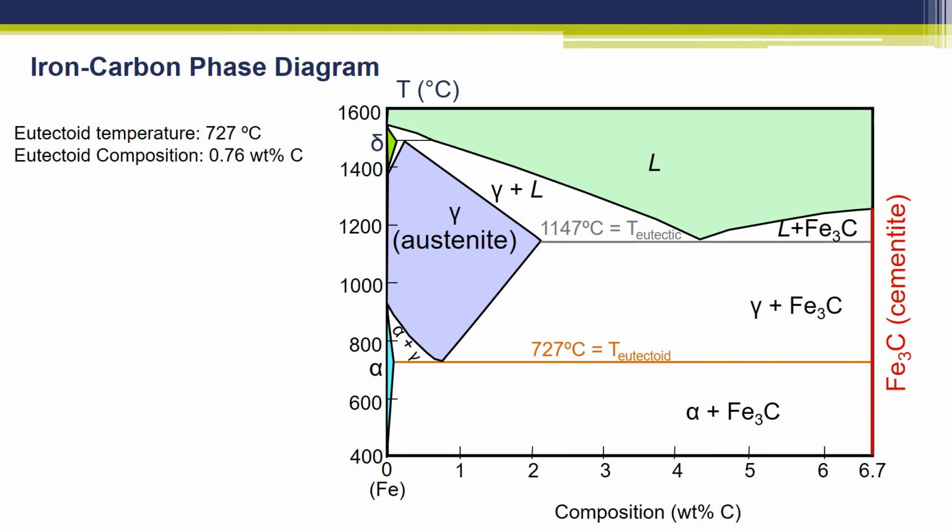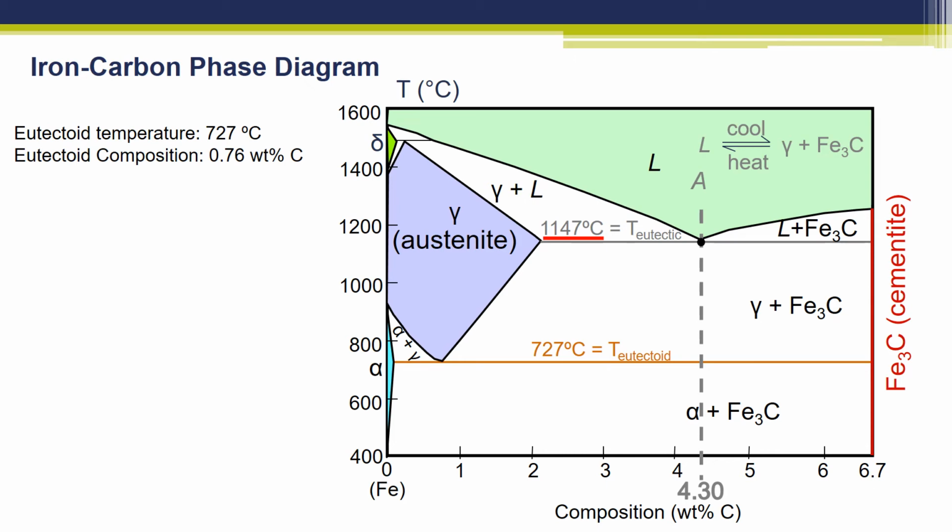In the iron-carbon phase diagram, there are several main reactions that we need to know. One of them is the eutectic reaction, which occurs at 4.3 weight% of carbon and at 1147 degrees Celsius. For this eutectic reaction, upon cooling, the liquid solidifies to form austenite and cementite phases.